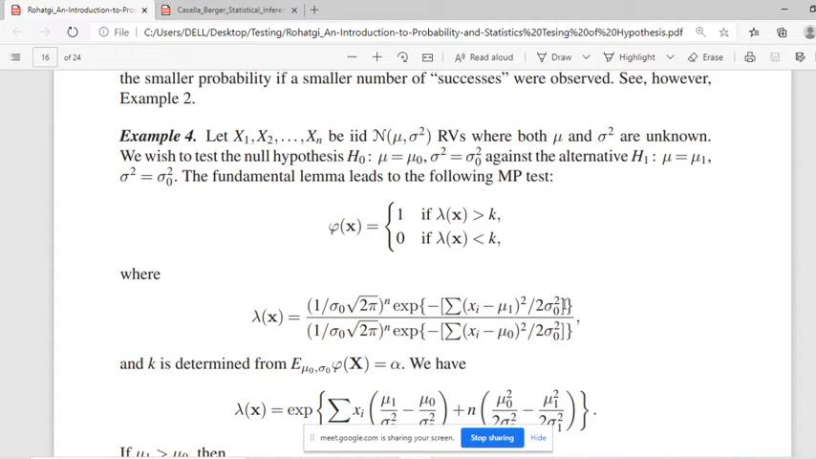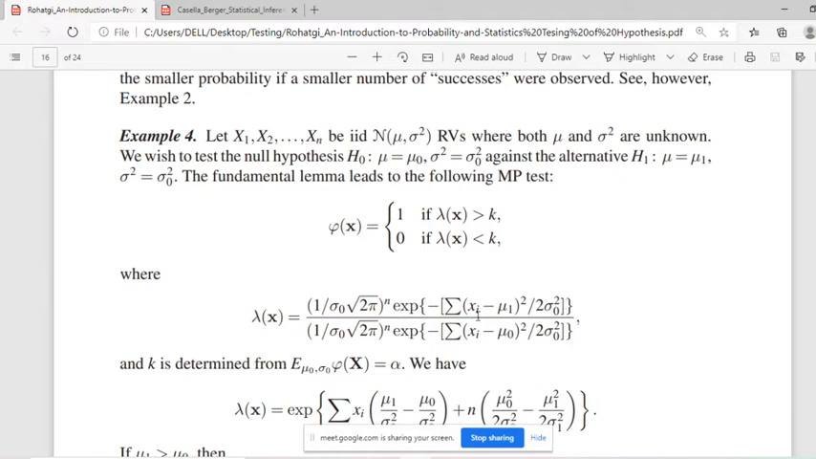Since this is a continuous density, we can avoid the randomization term, summation lambda equal to k. So phi of x equals 1 if lambda of x is greater than k, and 0 if lambda of x is less than k. So what is lambda x? Lambda x is f1 of x by f0 of x, that is what we are using. Instead of f1 of x, we put the likelihood function under the alternative hypothesis, and instead of f naught of x we write the likelihood function or joint density function under H0.